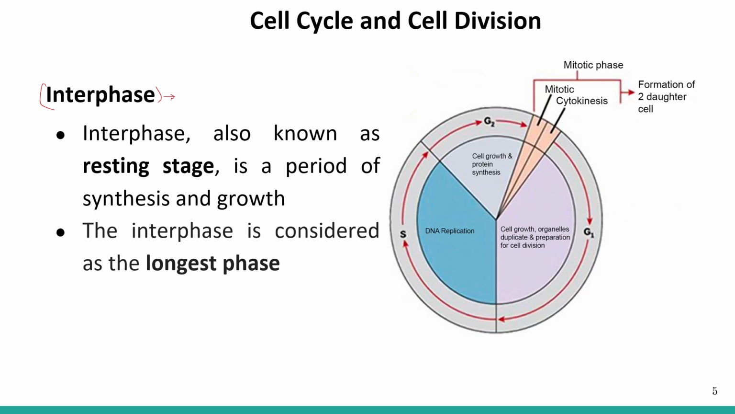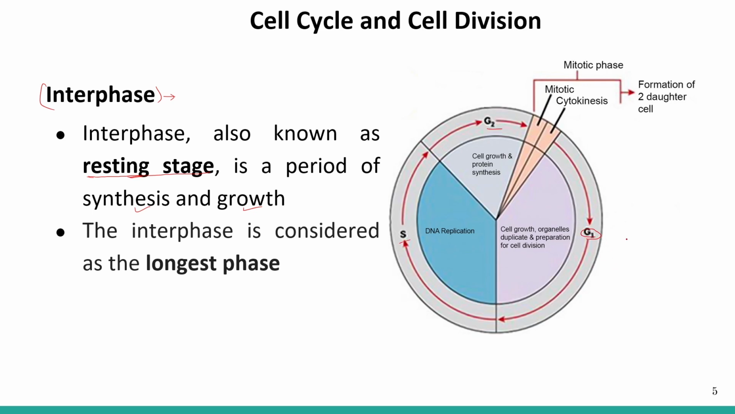Now, let's talk about the interphase first. Interphase is also known as the resting stage, because the cell hasn't started dividing, or we can say the cell is in resting stage. But the cell is metabolically active, and there is a lot of synthesis and growth taking place during interphase. So we already know that we have the G1 phase first, then the S phase, then the G2 phase.